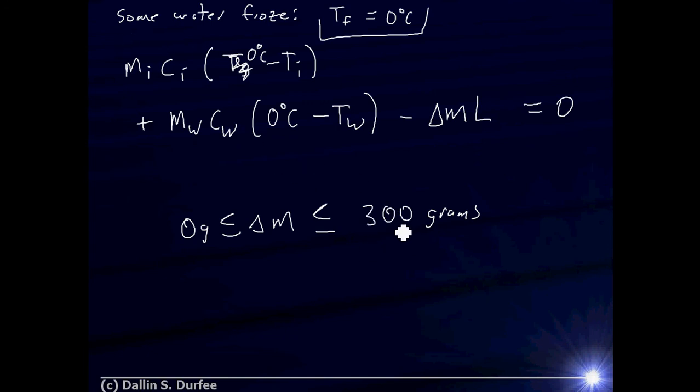Obviously, all of it must have froze because I can't freeze more than 300 grams. So if I find that delta M is greater than 300 grams, greater than the mass I started with, I'm going to try my 4th scenario. I'm going to throw that away and go back and say, no, what must have happened is all water froze.